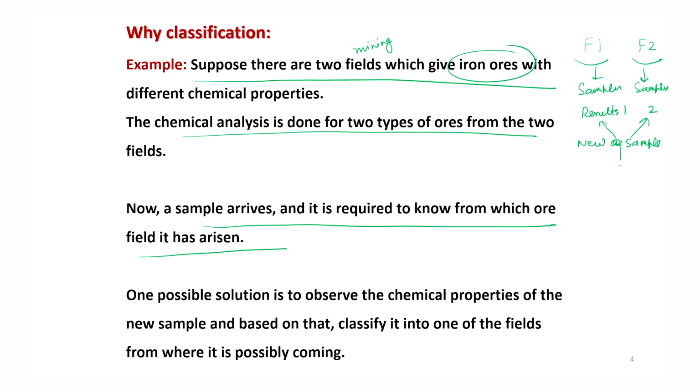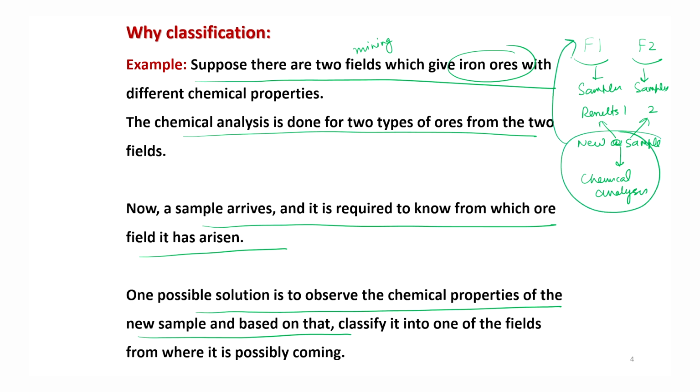The criterion is that we do the chemical analysis and obtain the values of those parameters in the chemical analysis that was done on the samples from field F1 and field F2. So we observe the chemical properties of the new sample, and then we try to match whether the chemical properties of the new sample match F1 or F2.